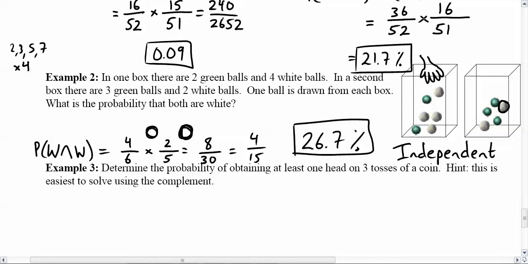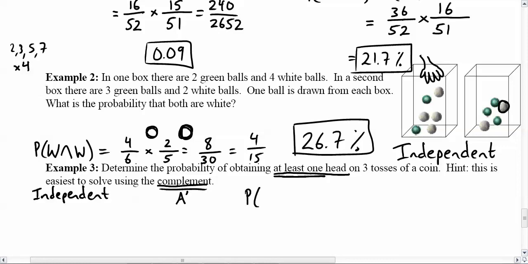And the last one is if we throw a coin 3 times, what's the chance that we get at least 1 head? Now, if you throw a coin, does that affect the chance of getting heads or tails the second time? No. This is independent events again. And whenever you see the words at least 1 in probability, it's very helpful to think of the complement. The complement is the opposite.